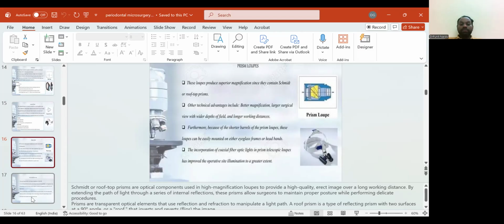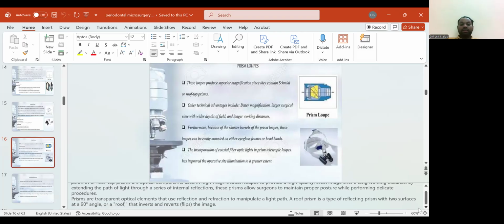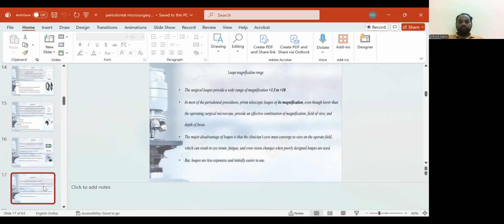Prisms are transparent optical elements that use refraction to manipulate a light path. A roof prism is a type of reflecting prism with two surfaces at a 90 degree angle, or a roof, that inverts and reverts the image. That means it flips the image. Loop magnification ranges from 1.5 to 10.